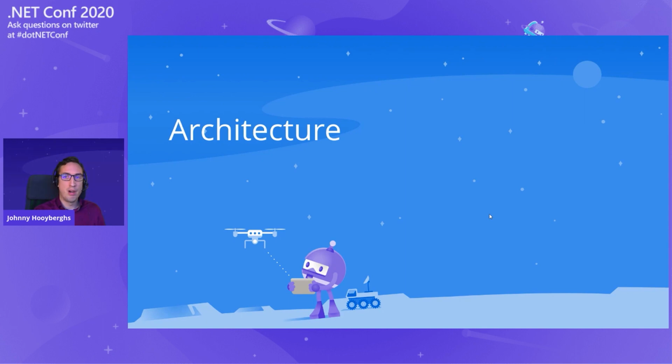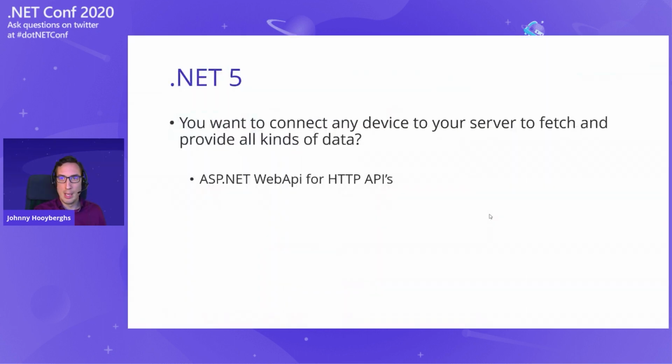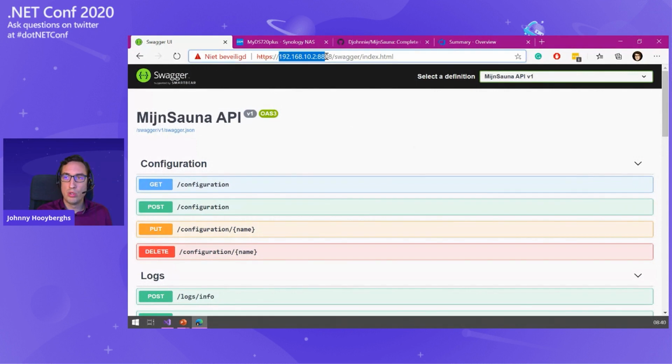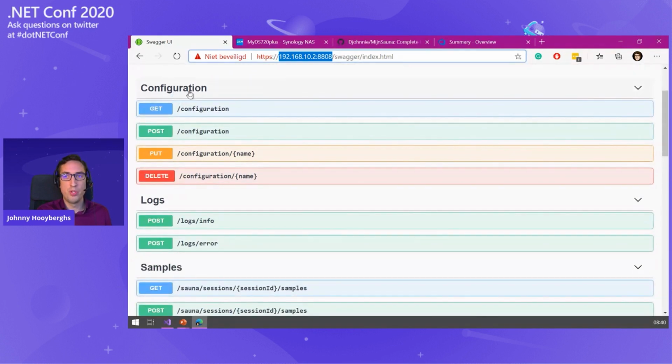So let's talk a bit about the architecture before we dive into code. I wanted to basically connect any device, in this case a Raspberry Pi, to a server to fetch and provide all kinds of data. So .NET 5 provides ASP.NET Web API for this. It was a part of .NET Framework, it was a part of .NET Core, and it's also available in .NET 5, so ASP.NET to create HTTP APIs. I'm going to quickly show you the endpoints for this. Here you can see on my local network, I have an API running, and this has endpoints for configuration stuff.